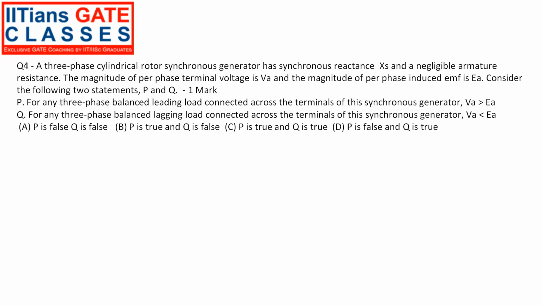Now they are giving us two statements P and Q. First statement P: for any 3-phase balanced leading load connected across the terminals of the synchronous generator, VA is always greater than EA. And the second statement Q: for any 3-phase balanced lagging load connected across the terminals of the synchronous generator, VA is less than EA. Now we have 4 options, so we have to pick one of them. We'll see the solution for this one. So let's take the statement P.